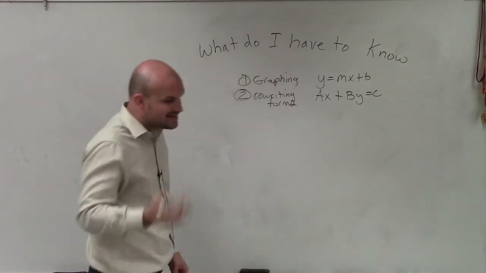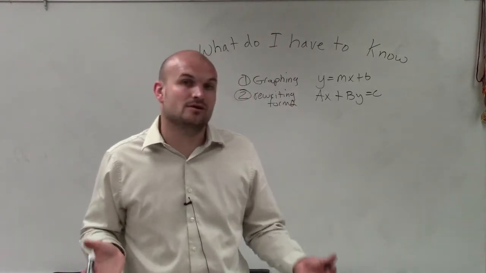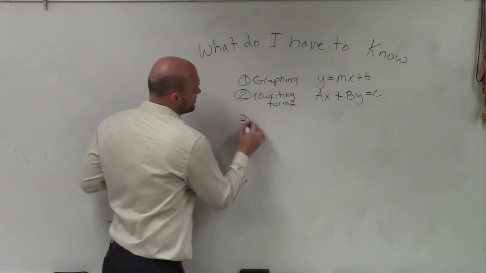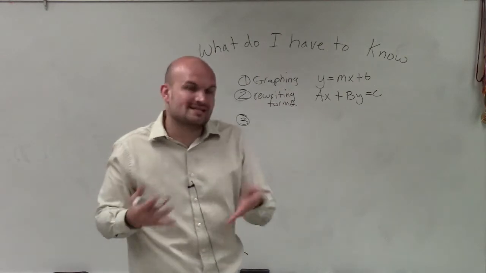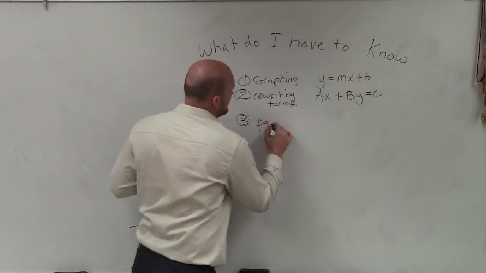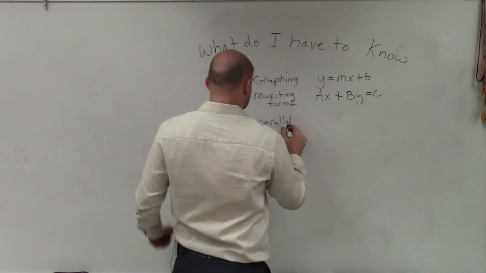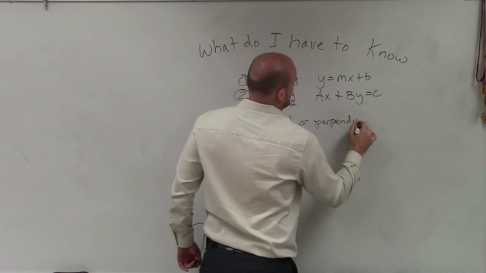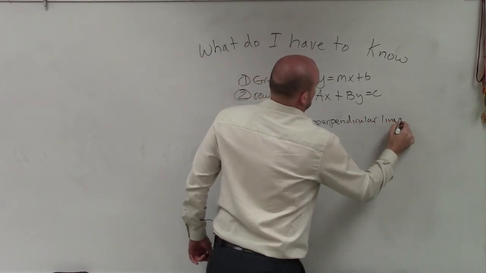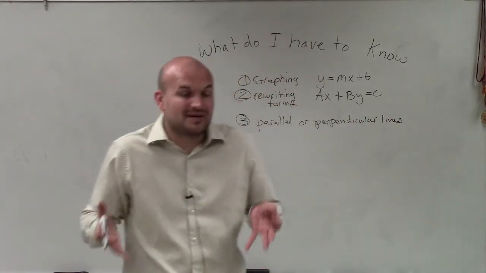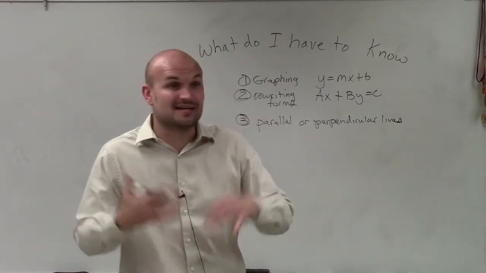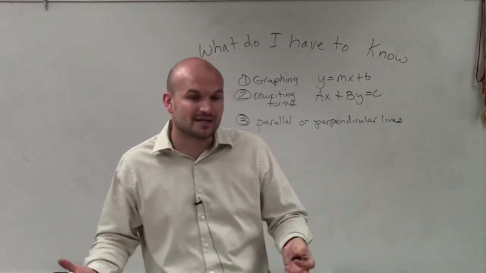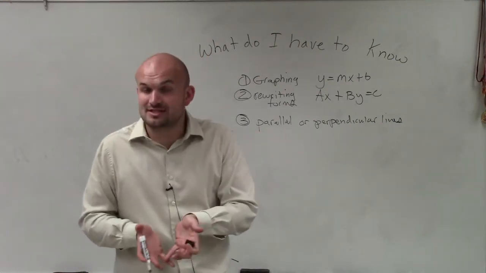Now, the next thing is, rather than just understanding how to graph, so you're not always doing so much work, it's also very important to understand by inspection what types of graphs you have. If you can see that you have parallel or perpendicular lines, then you can identify that if they're parallel, they're never going to intersect, so there's no solution. Or if they're perpendicular, you can see that they have exactly one solution.